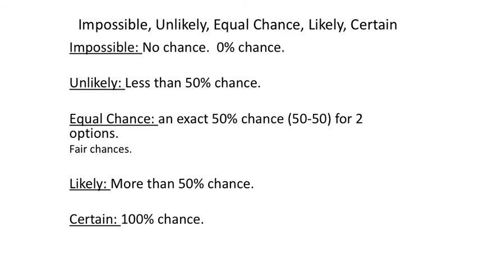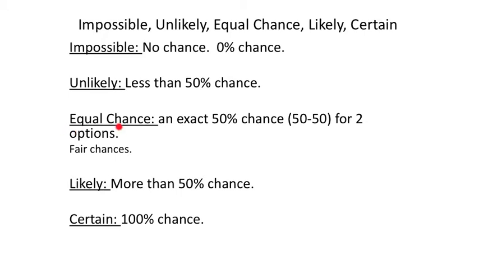So this goes back to the objective here. We got to look at situations that are impossible, unlikely, equal chance, likely, or certain. If it's impossible, there's just no chance that something, whatever it is, could happen. If it's unlikely, then you get a less than 50% chance, but it has to be more than 0% because exactly 0% is impossible.